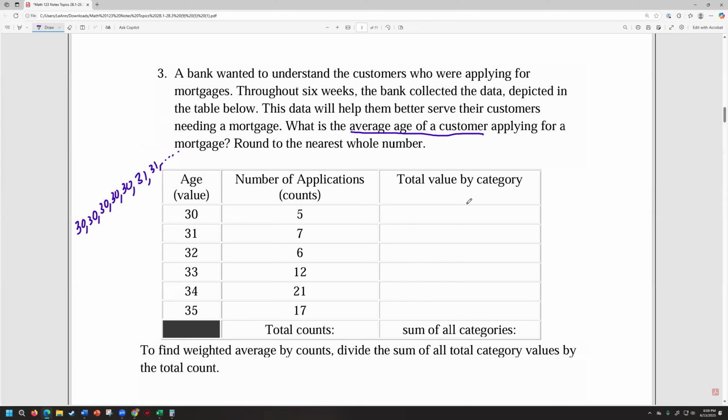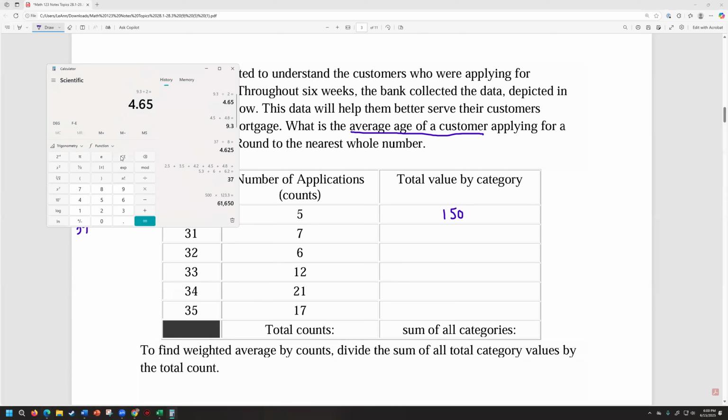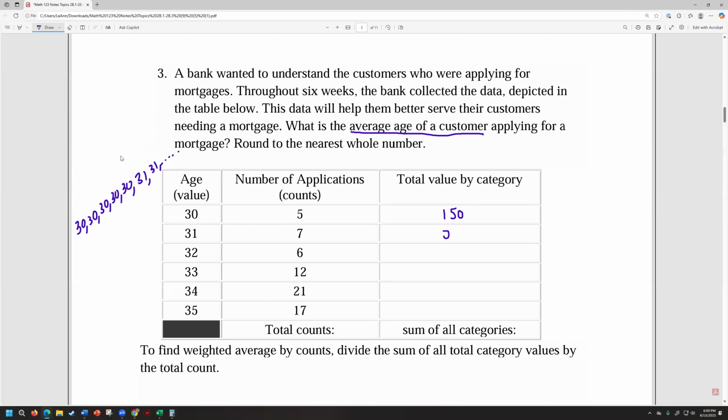So to get this total value per category, which would be our ages, we just multiply. If I were to add 5 30s up, that's the same thing as doing 30 times 5. So that would be 150. So that's the 5 30-year-olds' combined ages. Okay. Then I'm going to use my calculator. We're going to do 31 times 7. That's 217. We're just going to make this list as we go down.